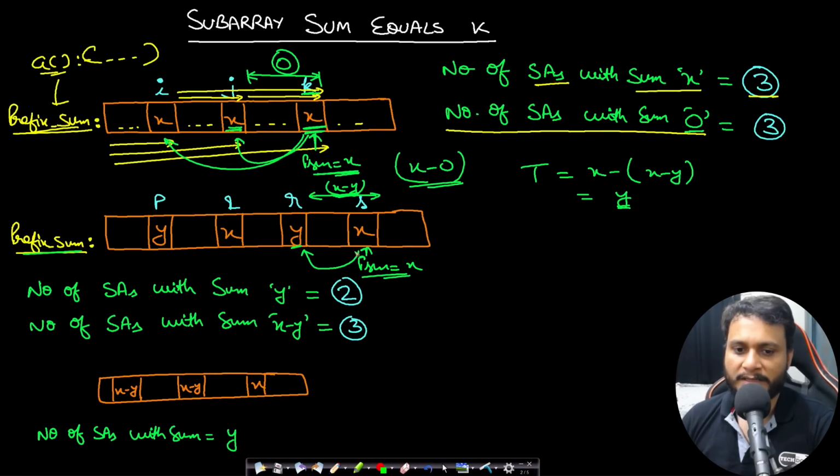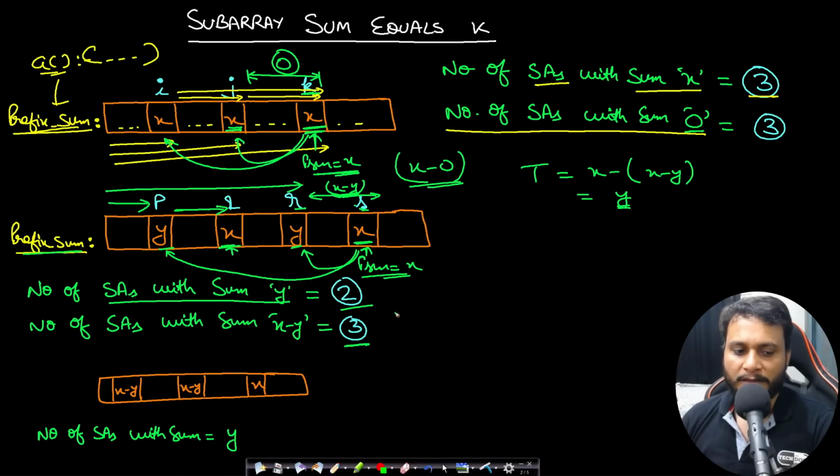How many times has y occurred? Y has occurred 2 times. So that means there will be two subarrays. One will be from p plus 1 to s and another one will be from r plus 1 to s. These two subarrays will end at s where the subarray sum will be equal to x minus y. That is how you will find it, right? Now for this x there is one such subarray and therefore the total count is 3 in this case, right? So I hope you can also find out how to find the number of subarrays with sum equals to y. It will be 2, which is this one and this next one, right?